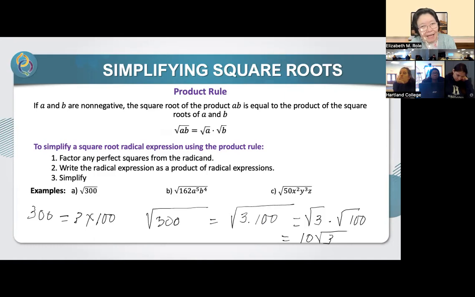Take out a multiple that is a perfect square and then simplify. The one that is not a perfect square will remain under the radical. Now, let's see. Will you please try letter B? This time, this has already letters.